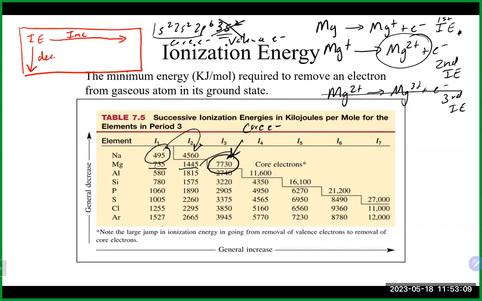Basically, our first ionization energy is usually less than the second. The second is usually less than the third, and it keeps increasing as you go from first ionization to second to third, and you continue to remove electrons. Any questions on that there?